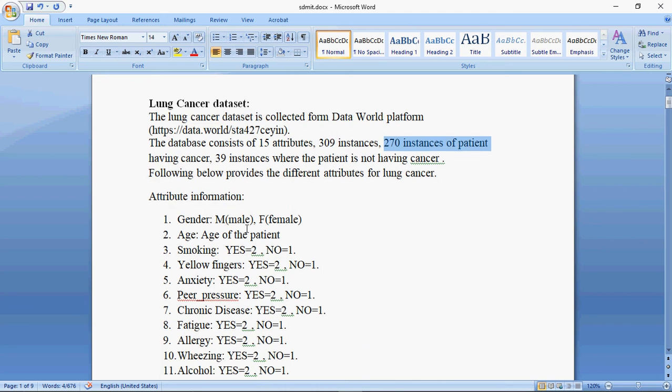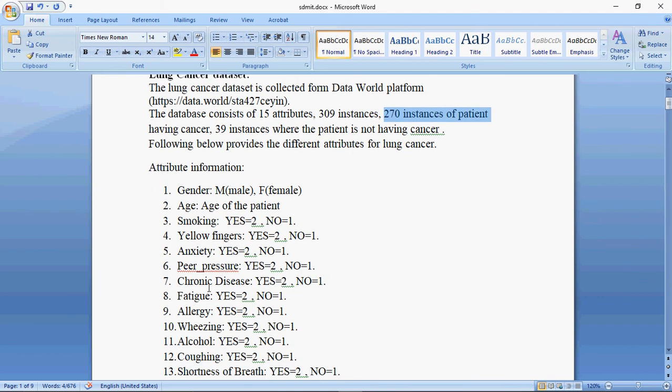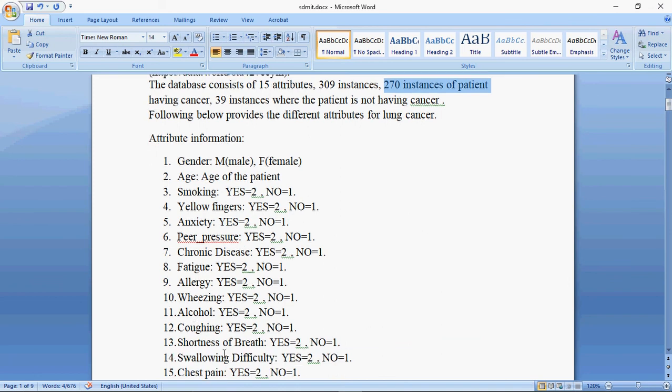The attributes we will use, which facilitate lung cancer in this case, are as follows: gender, age, smoking, yellow fingers, anxiety, peer pressure, chronic disease, fatigue, allergy, wheezing, alcohol, coughing, shortness of breath, swallowing difficulty, and chest pain.